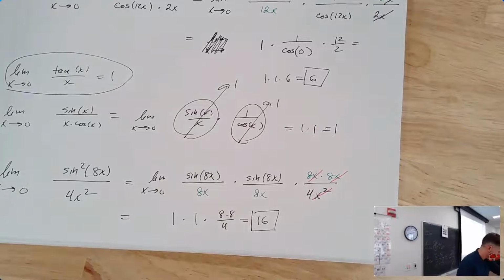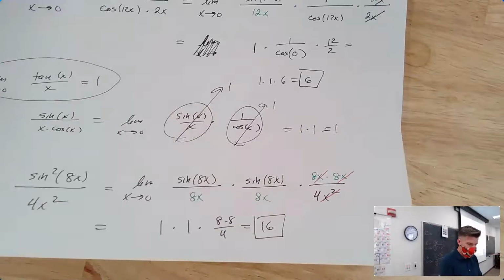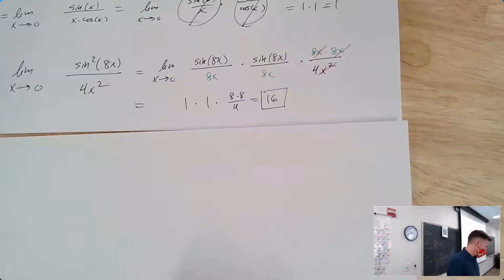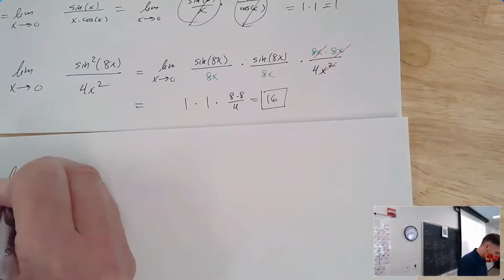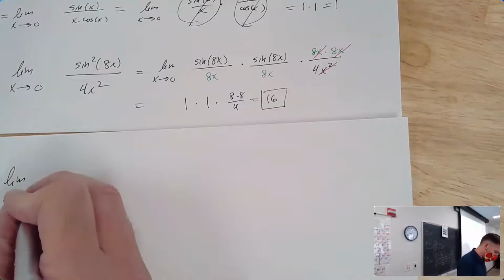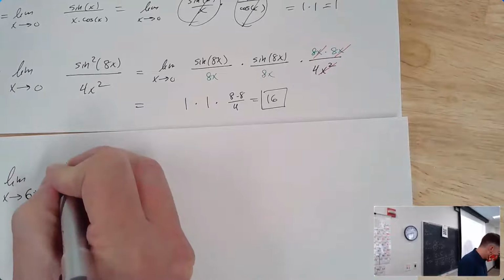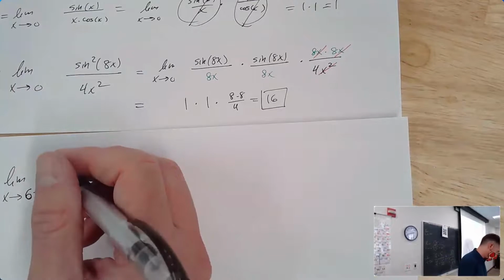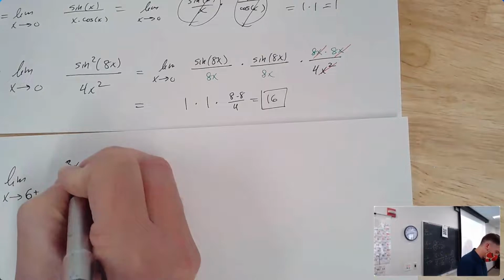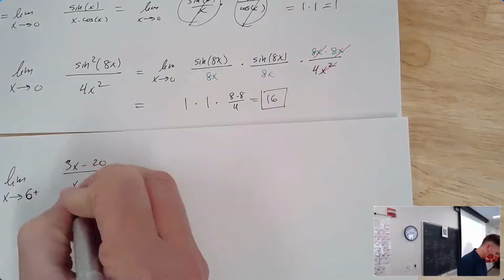Okay. So let's go. I wanted to work my way back around to that cosine limit. So let's go ahead and look at something that's not that at all. Make the limit as x approaches 0 from the right. Sorry, not 0 from the right. Let's make it 6 from the right. Sure, let's go 3x minus 20 over x minus 6.